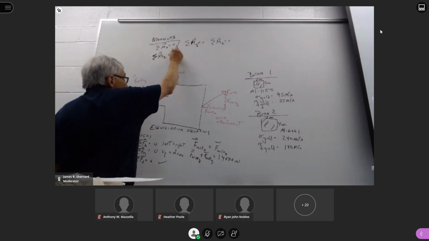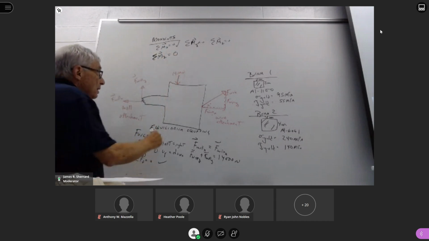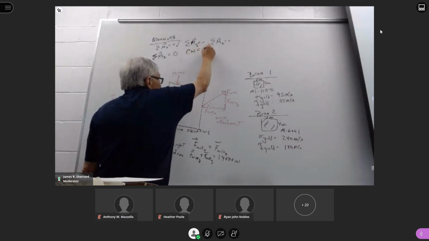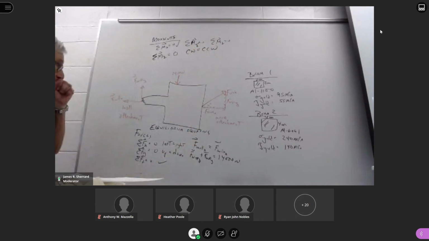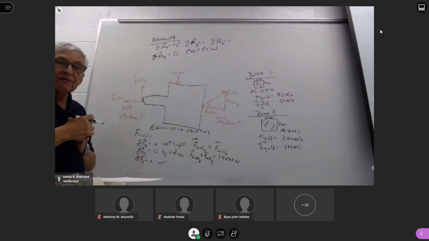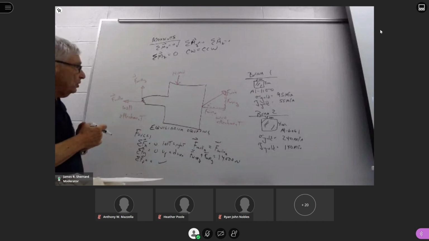We know that they must be equal to 0, and specifically for directions, the clockwise have to equal the counterclockwise. And in order to apply this moment equation, we have to pick a point in order to do that.